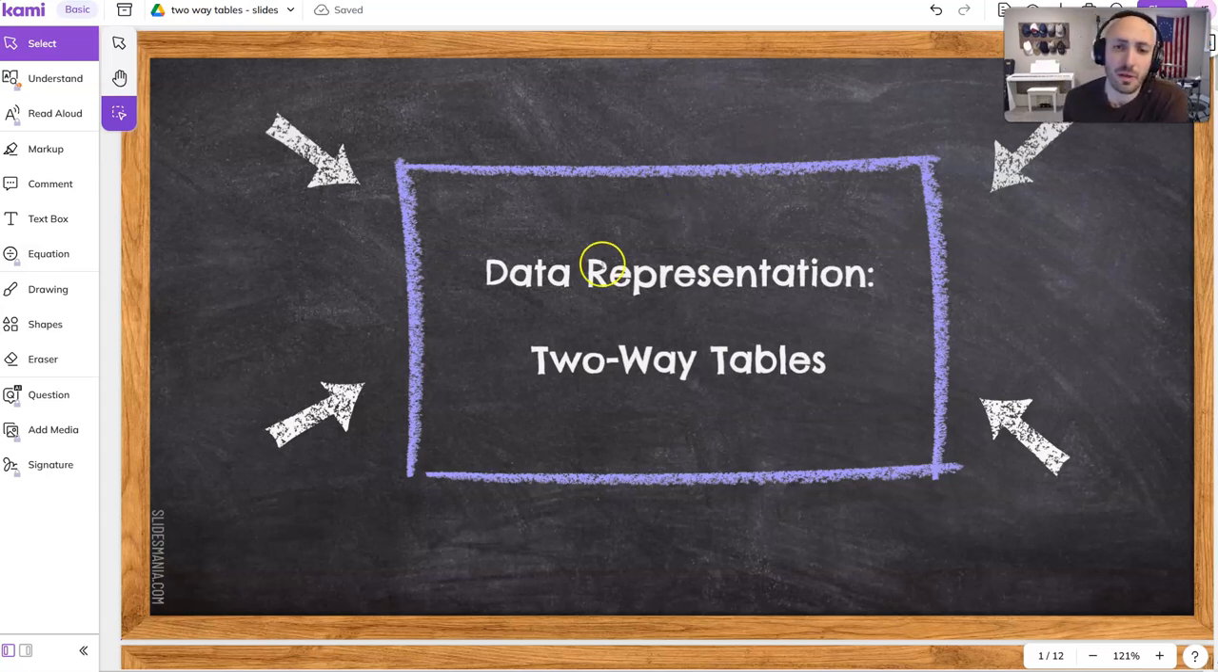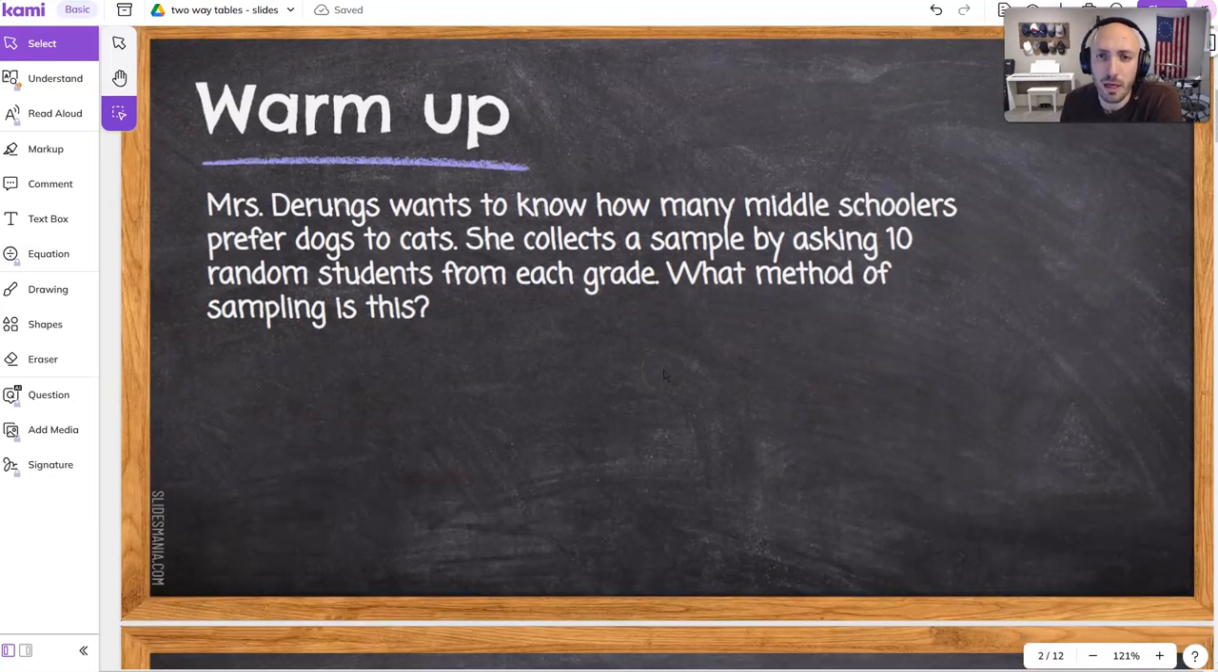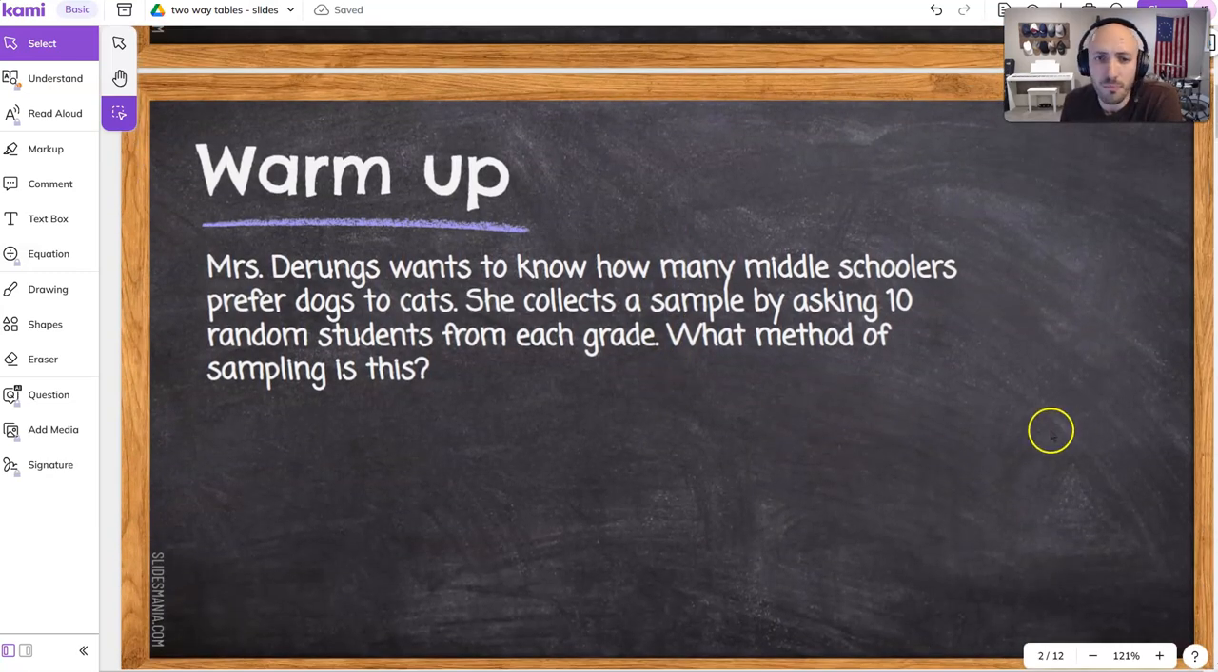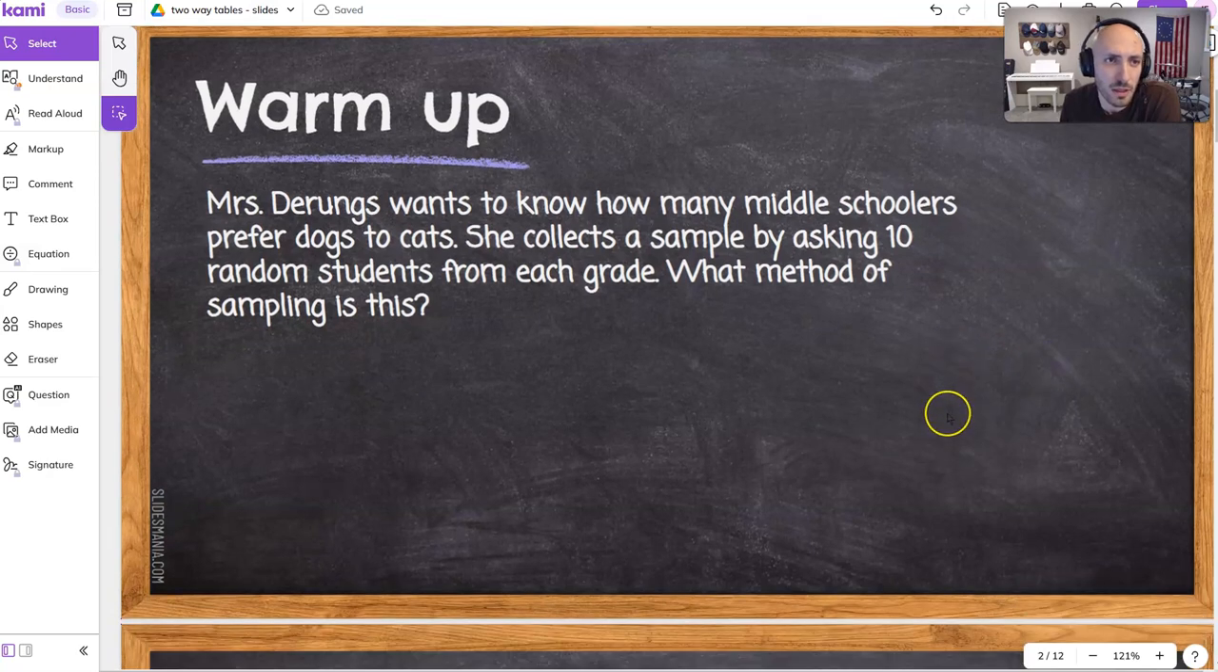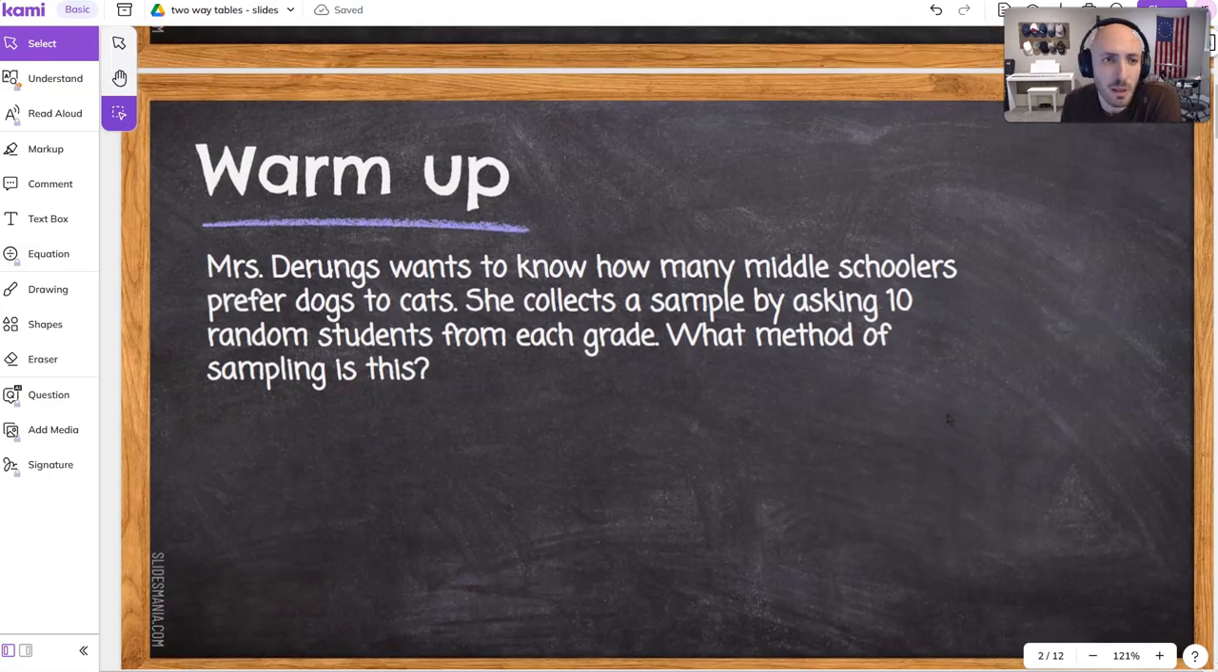Alright guys, we got a video here on data representation and two-way tables. Now, we've talked about how to collect data. We've talked about several different sampling methods and the pros and cons of many of them. But now we're going to talk about what we can do with that data after we collect it. But real quick, before we do that, I want to just do a little bit of review, a little warm-up question here to kind of get your brains in the data mode.